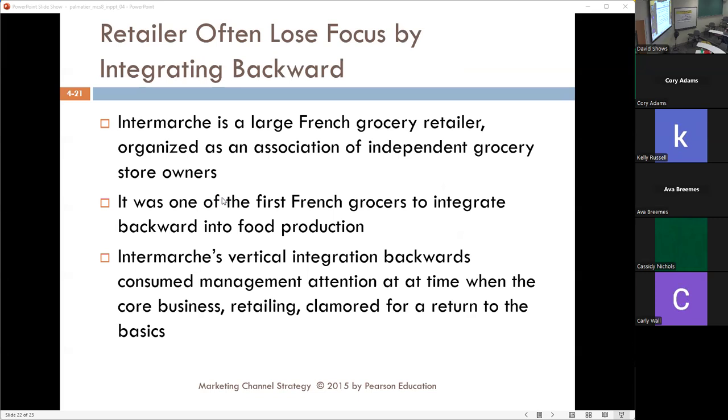So Intermarché is a French grocery retailer. They decided that they were going to integrate food production, and what they found is that quite simply they didn't understand the business. And this is a big problem that happens when you vertically integrate sometimes. It consumed too much of their attention. They lost focus on their original reasons for being in business.